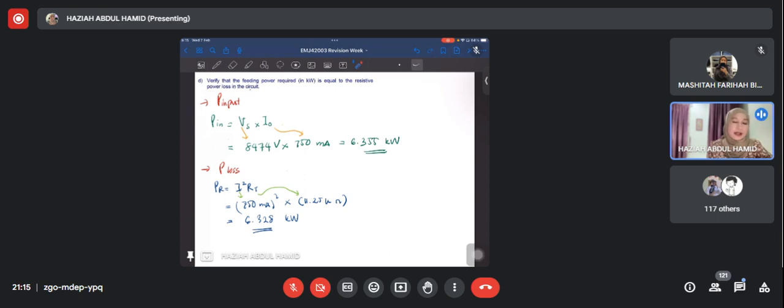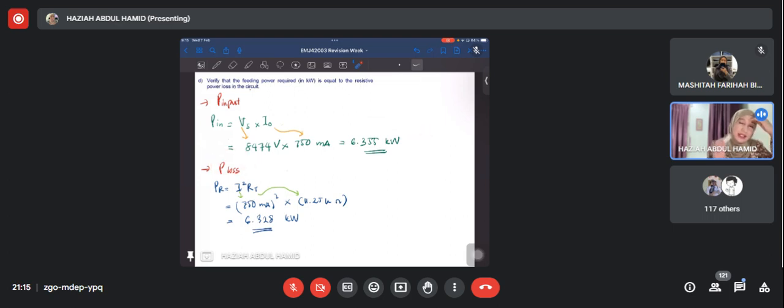times by I node. The I flowing at the load is the same as the I flowing at the input, because it is a resistive series resonance circuit, so you use the same current. Multiply these two and you get about 6.4. If it were 5 I think it becomes 6.3, it does not round. So 6.3 kilowatt. This is the input power.